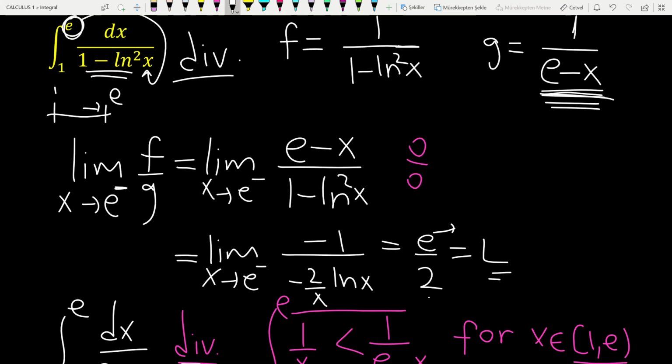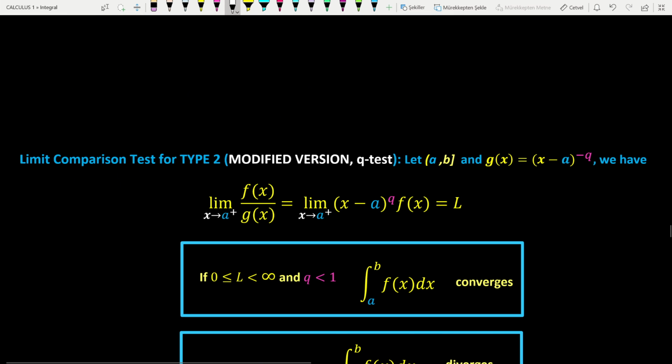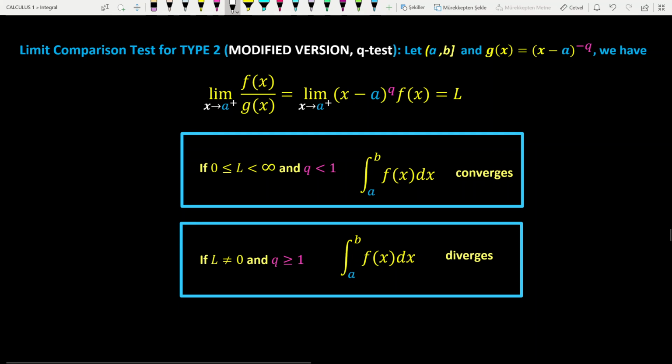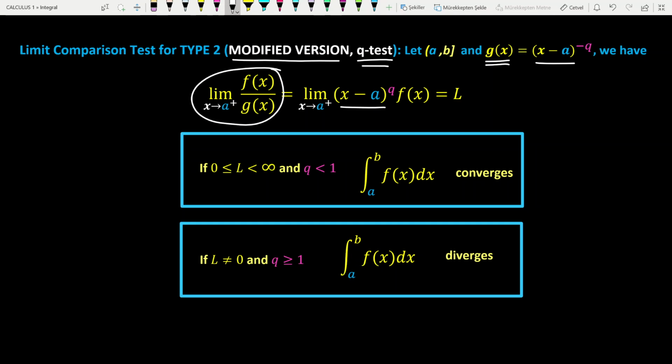This is all. Let's look at the next test, which is also called the limit comparison test for second type improper integrals, but this is the modified version. This is also called the Q test. In this case, what is the difference? We take g of x as (x minus a) to the power minus q, okay, for this limit expression. So this is g. And we comment on the value of the answer of this limit expression.